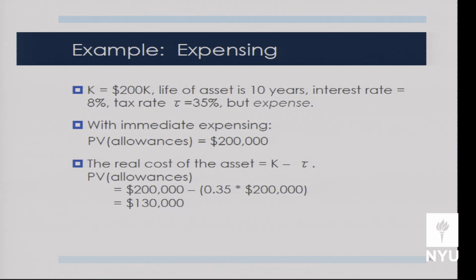In this case, actually, I've goofed a little. It should be 200,000 divided by 1.08 because we've always gotten the allowances one year after. Let's say we get immediate expensing so that the government lets you take it right now. They give you the check now for the difference.